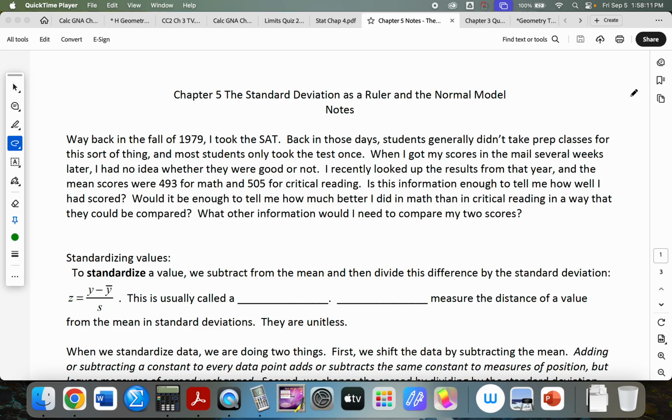Today we're going to look at Chapter 5, the standard deviation as a ruler, and the normal model.